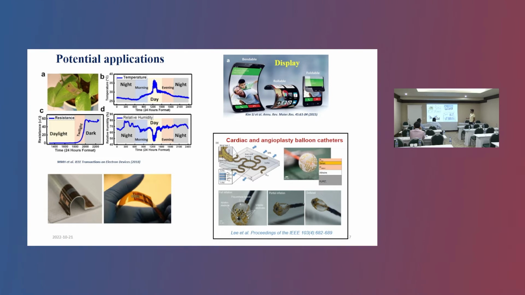For example, in this paper, we made a sensor that can actually detect the health of a plant after detecting the temperature, humidity, and resistance. By tracking all three things, we can track the health of any plant, how it's going, or what we need to do to save the life of a tree or a plant.